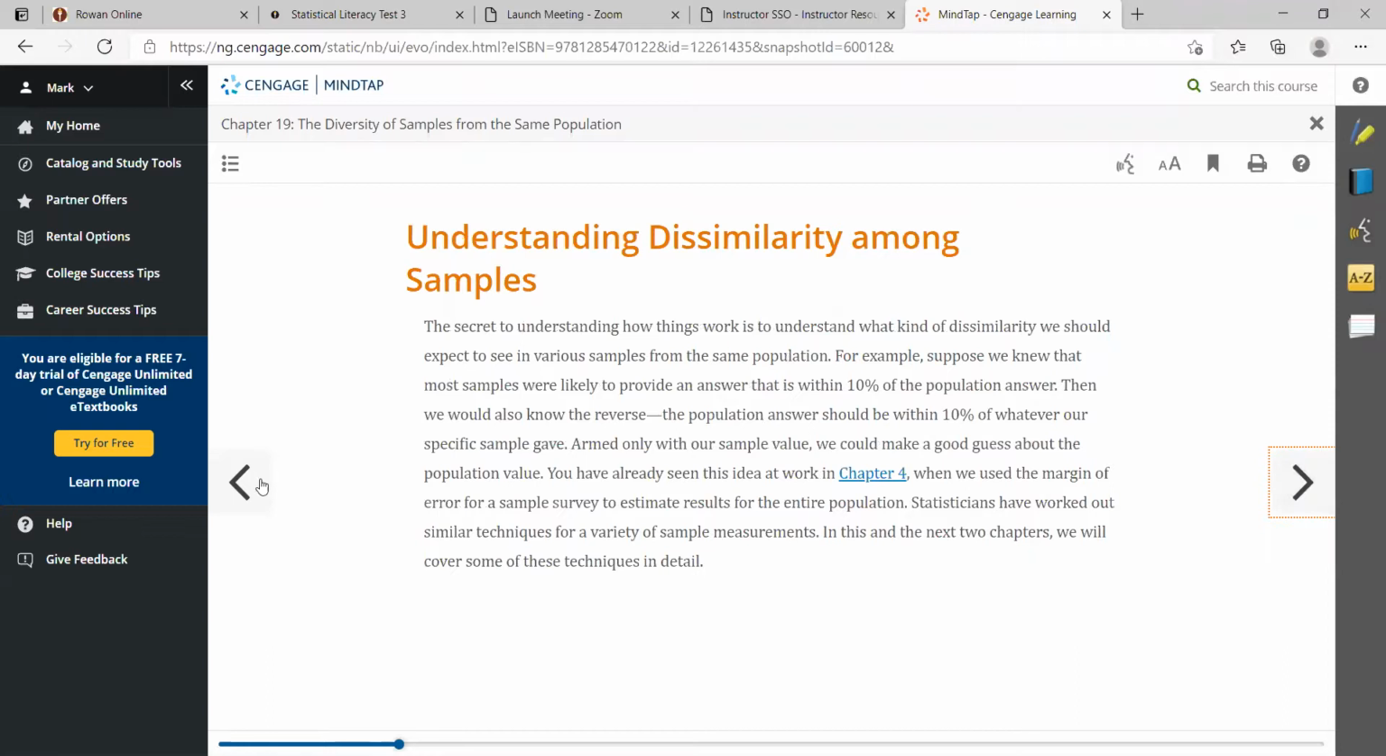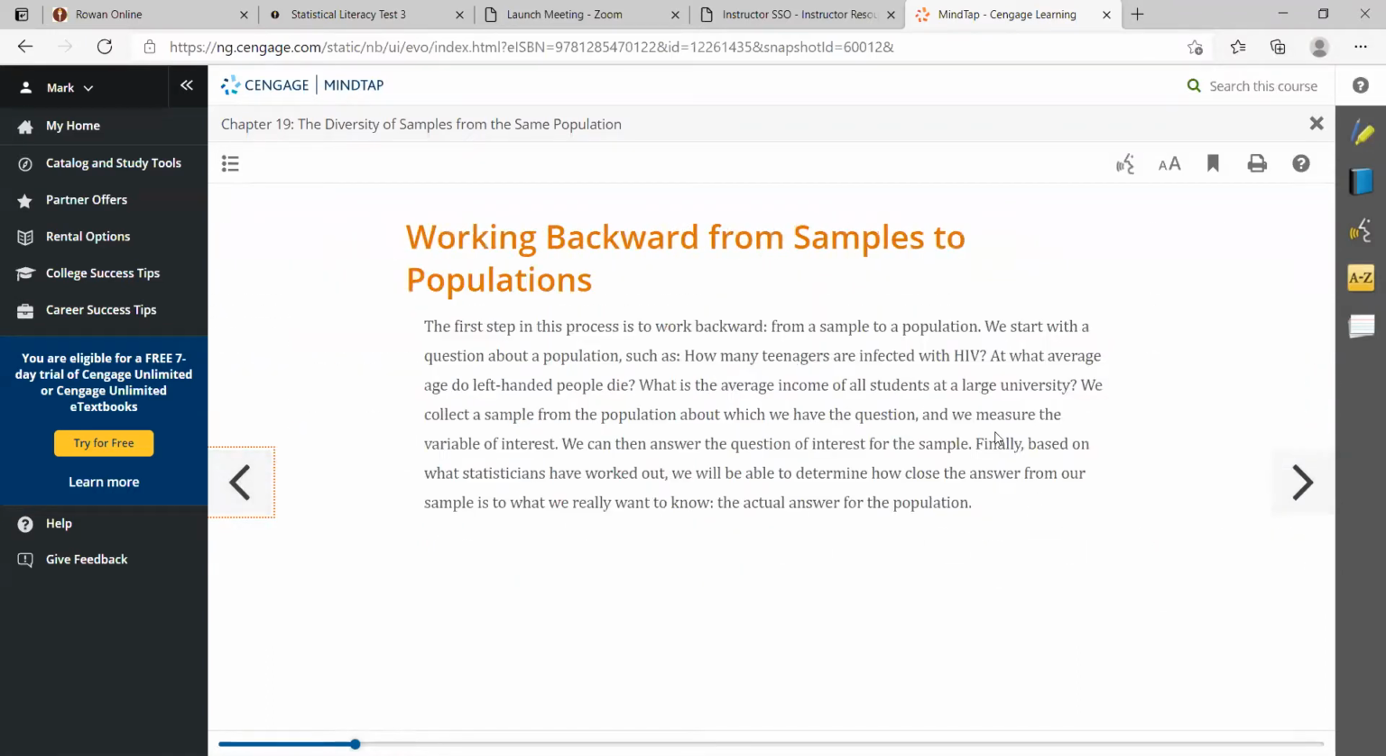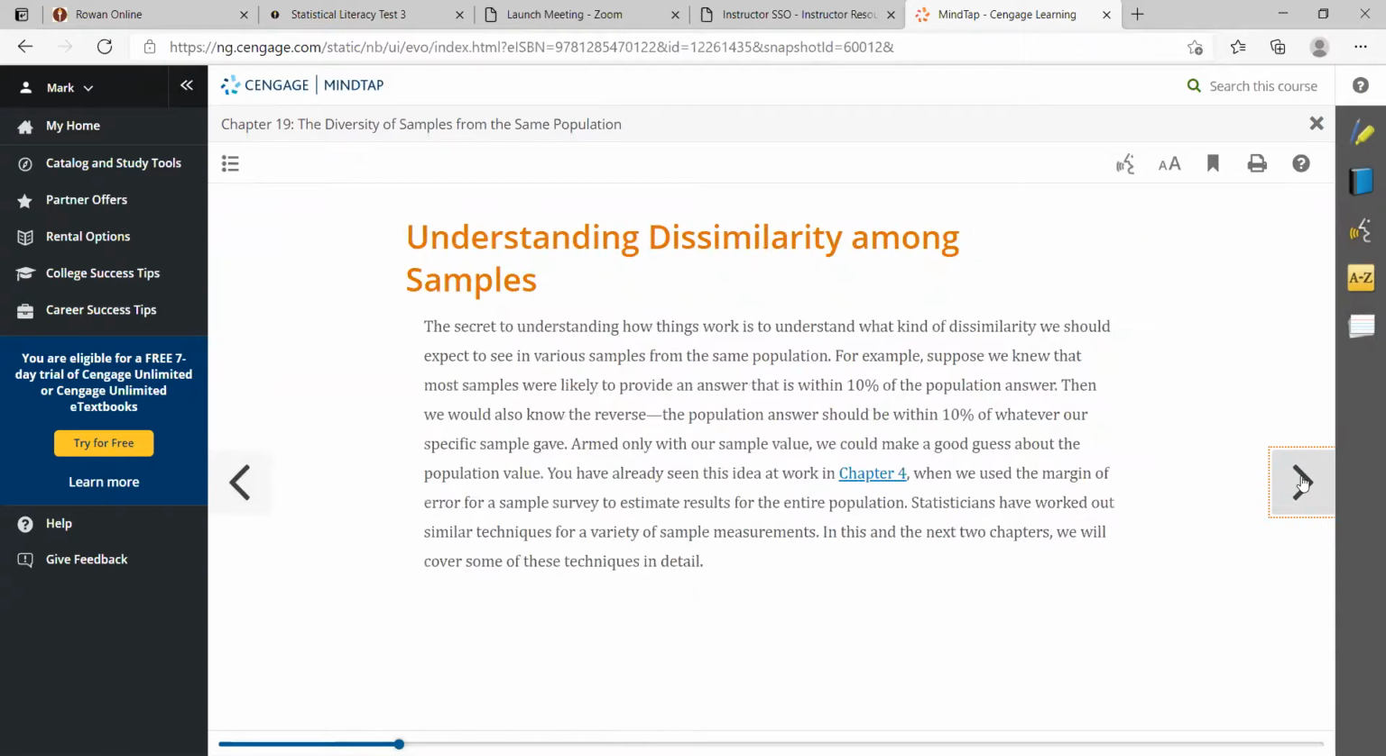So let's actually go back to the first page here. That's what they're talking about here in this first page. We also know that if everyone in this class took a different sample of the same size from the population, we would all get different sample means, sample proportions, and that's called sampling variability. That's what they mean by dissimilarity among samples.